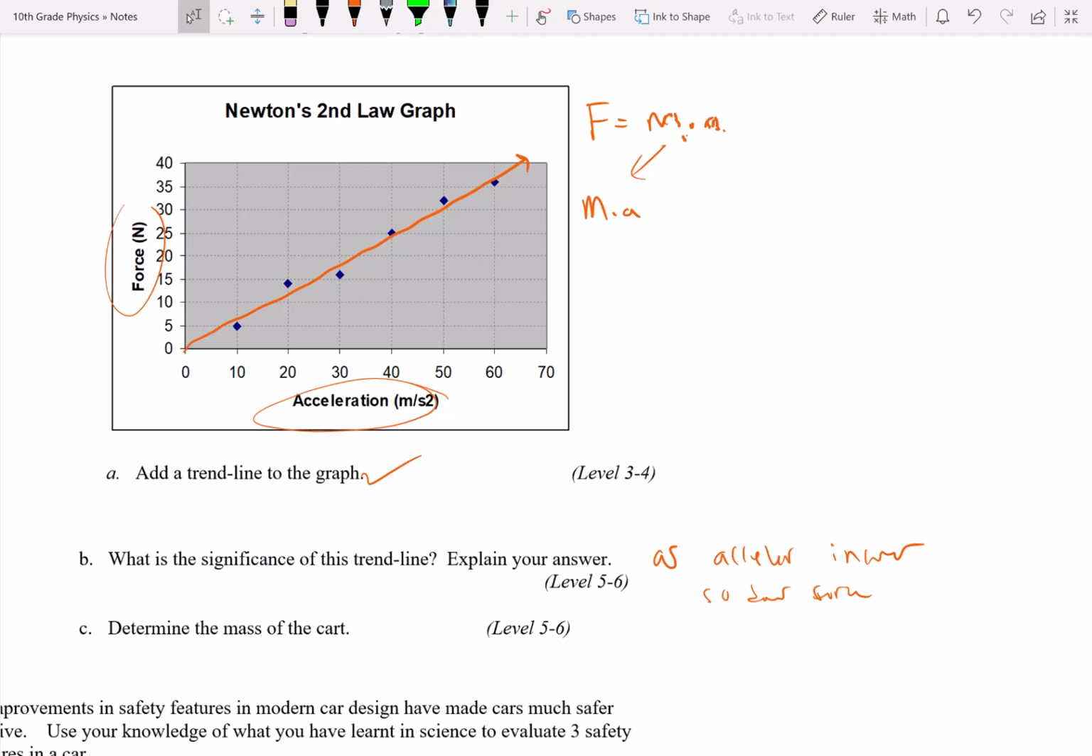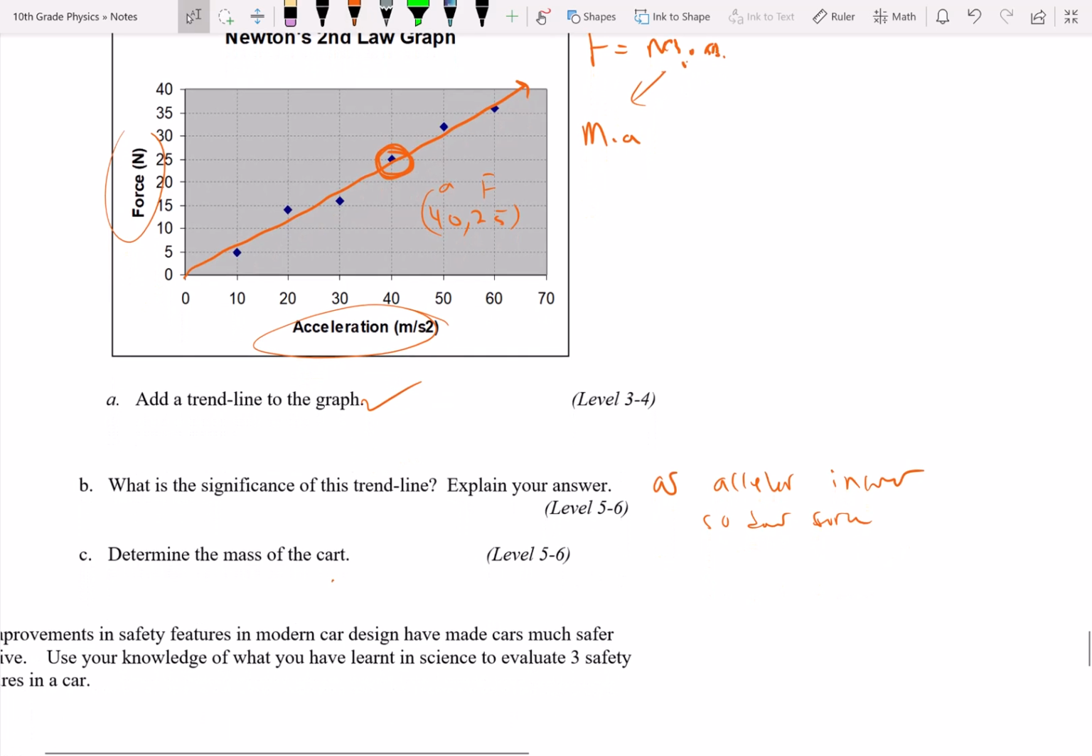So now we're going to use force equals mass times acceleration. We could use one of the points that's on the trend line. Let's use this one because it looks like it's an actual point that's on the trend line as well. So we're going to use 40, 25, right? 40 is acceleration, 25 is the force. So we have 25 equals mass times 40. So then mass equals 25 over 40, which is 5 over 8, right?